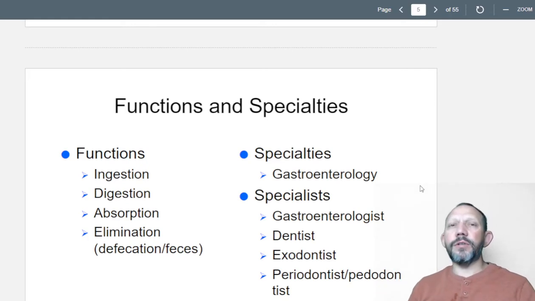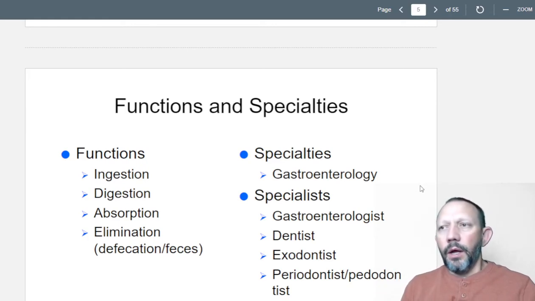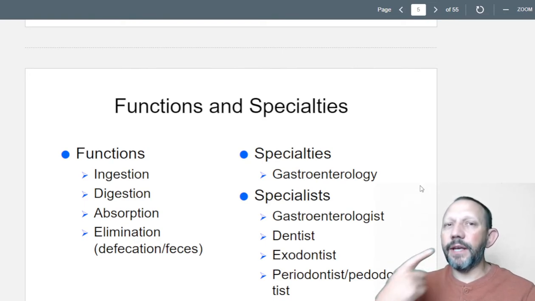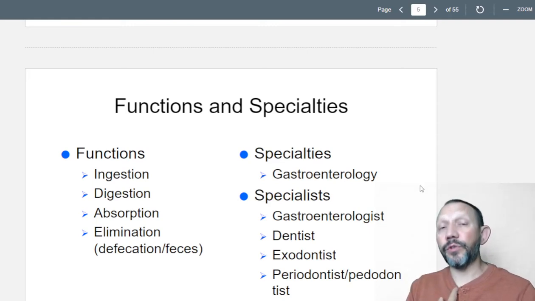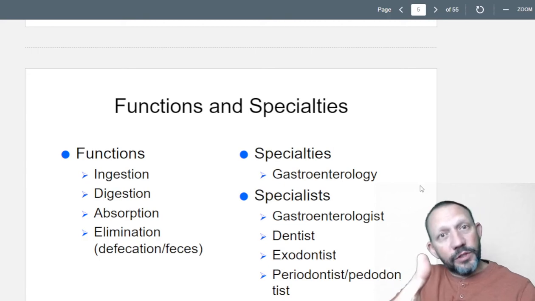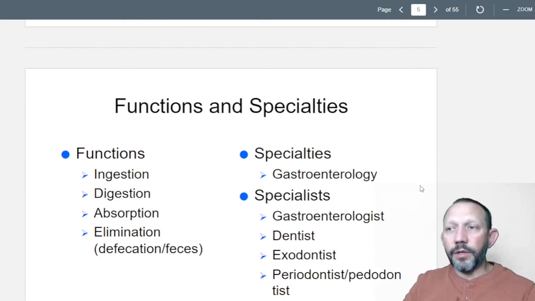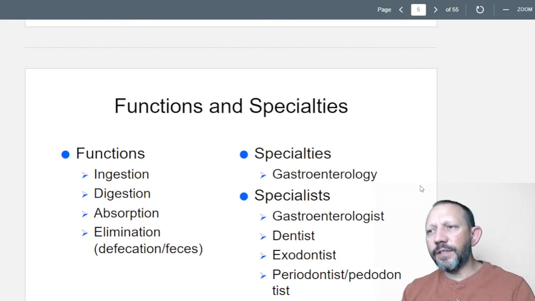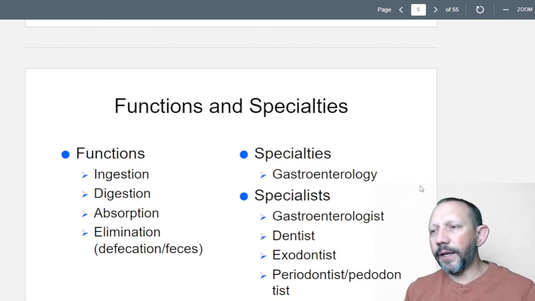So functions and specialties of this system. Let's see, ingestion, that's to bring in. Now you can talk about things like mastication, which is chewing, and deglutition, which is swallowing, and then digestion, which is breaking apart, absorption, which is bringing in, and then elimination. It says defecation and feces. What else would you eliminate? I guess the defecation is the term.